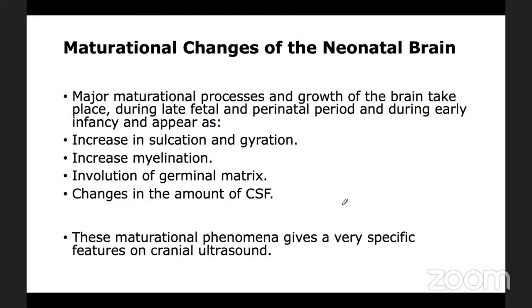Let's go further in terms of maturational changes in the neonatal brain. Because, you know, babies are sometimes born premature, and then the major maturational changes are still ongoing. And they usually develop in the fetal and then later in the perinatal period. Increase in cell size and gyration is also taking place with myelination. And the germinal matrix is getting involuted. And also the CSF spaces are getting narrow as the baby gets mature. And these maturational changes give a specific character on the ultrasound.